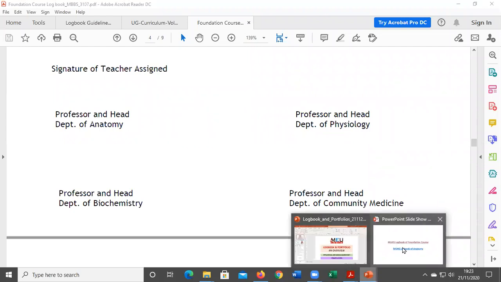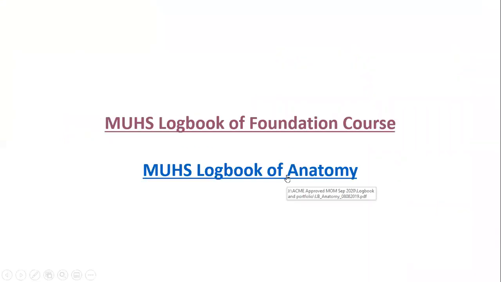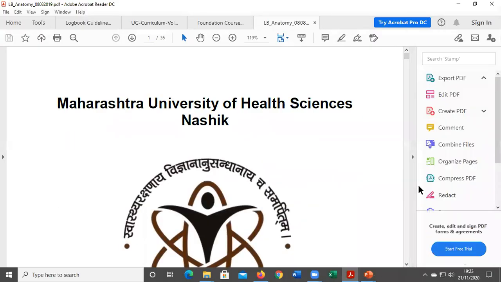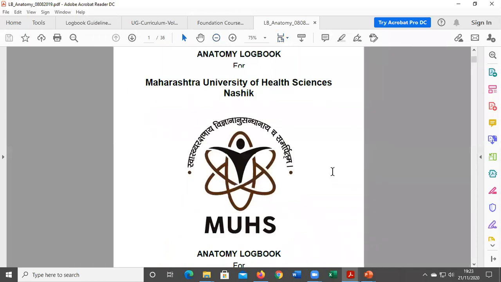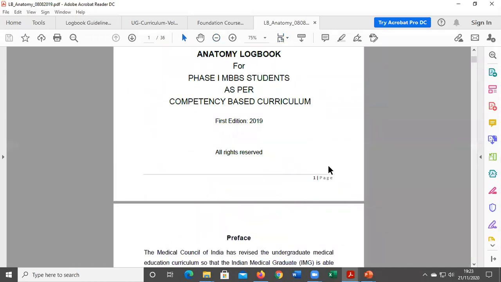I'll go back to the presentation. Now let's look at the format suggested for the logbook of anatomy by the MUHS as early as 8th August 2019. So this is the format suggested. This was the cover page, anatomy logbook for students.